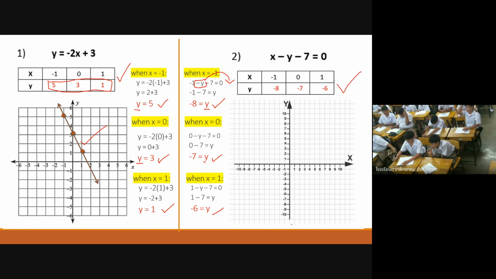Now let's graph. Okay, I'll get the score. Okay? Do you understand?